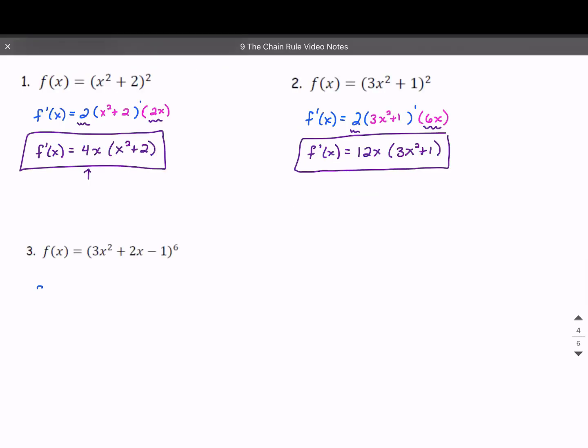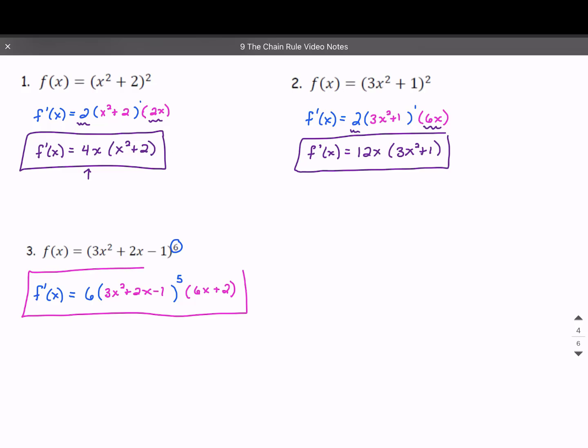So now the derivative of f of x is going to be f prime of x. Now if we look, our outside function is raising to the 6th power. So when we take the derivative of something to the 6th, we bring down the 6. We're going to have to keep the inside, but our new exponent is 5. Now I'm just going to bring down my inside times the derivative of 3x squared is 6x, plus the derivative of 2x is 2, and the derivative of the negative one is 0. I have no monomials to multiply. I am done.